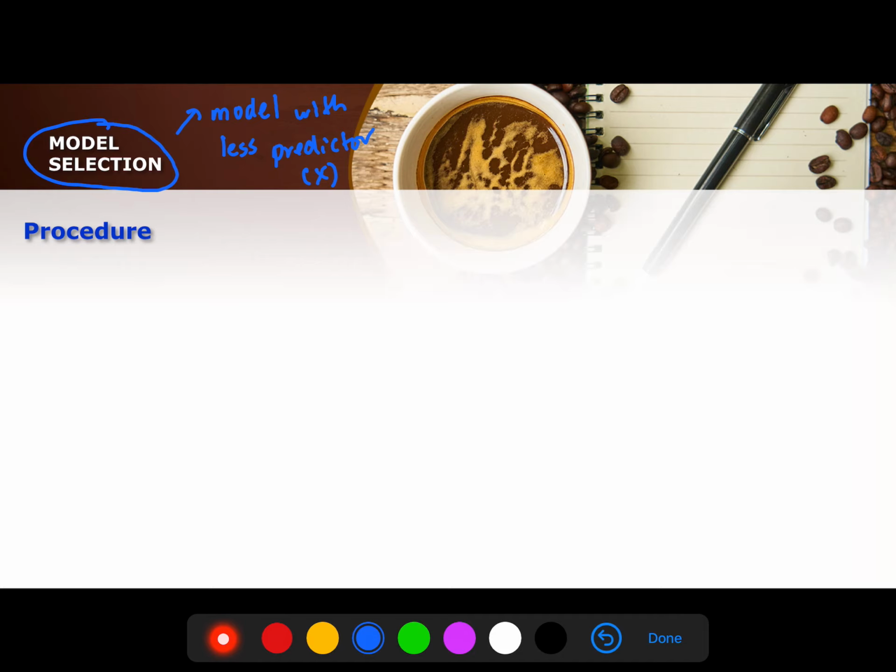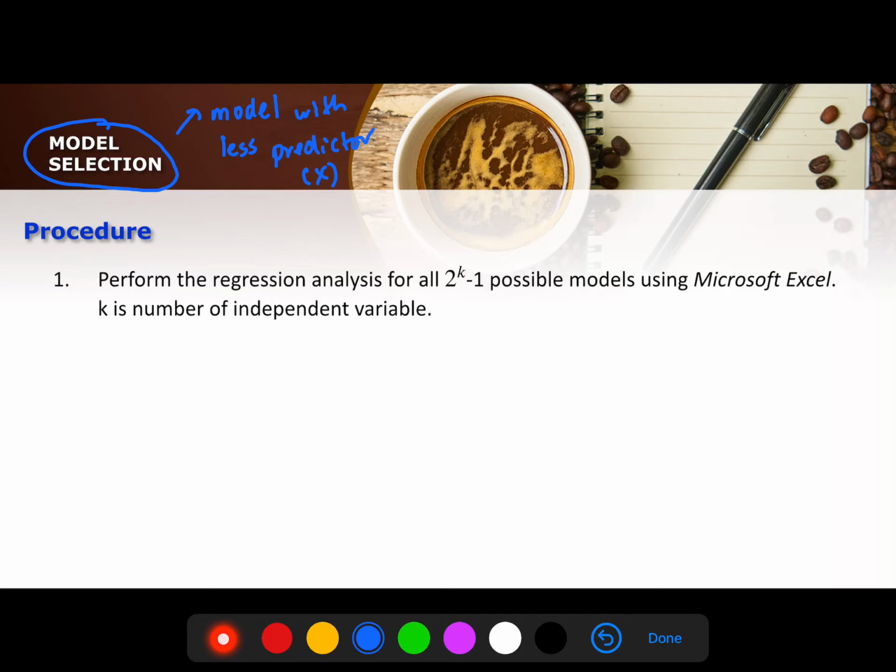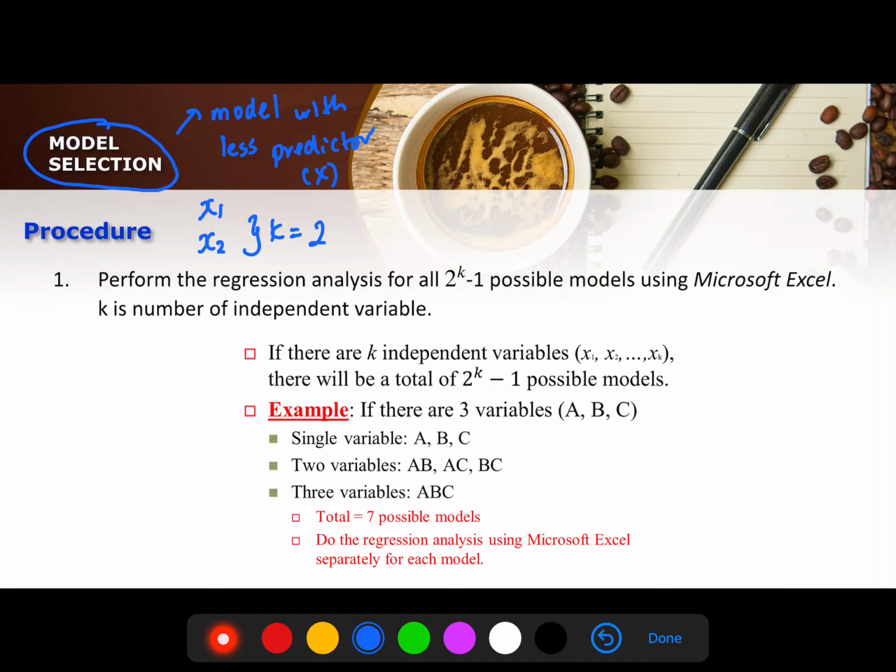We want to select the best model, right? So we have the procedure. In model selection, we will perform the regression analysis for all 2 to the power of k minus 1 possible models using Excel. K is the number of your independent variables. So let's say you have x1, x2, so your k is equal to 2. If there are k independent variables, x1, x2 up to xk, there will be a total of 2 to the power of k minus 1 possible models.